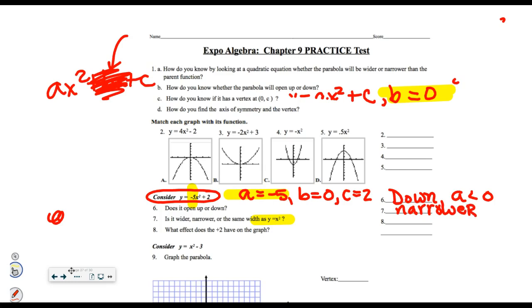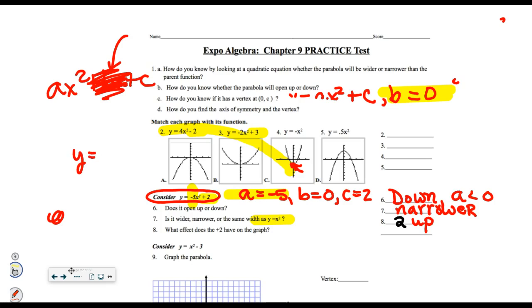What effect does the +2 have on the graph? What the C does is move it up or down from the origin. So you'll notice that for number 2, we matched it with this one, and that vertex is at 0, -2. It moved it 2 down. So if this is a +2, it's going to move the parent function 2 up. Now I'm going to do one more of those, and so are you, off on the side.